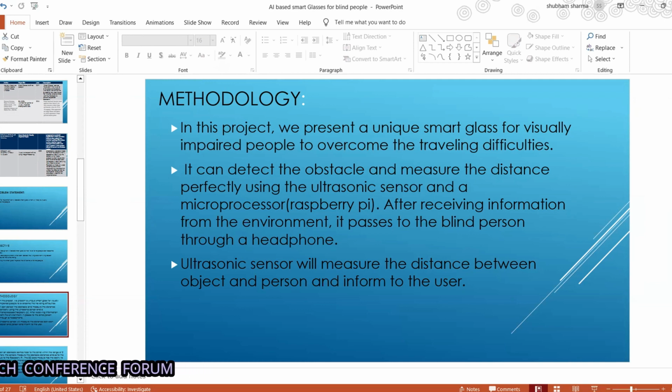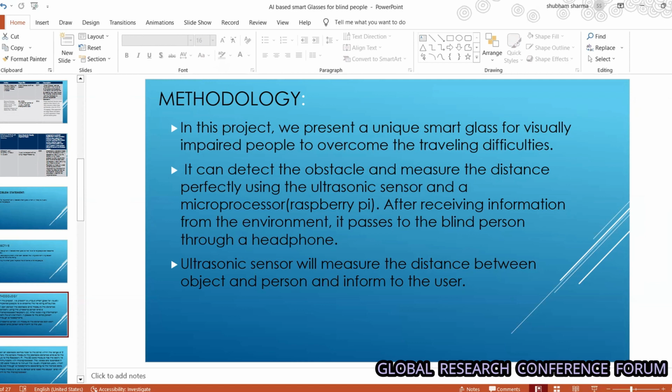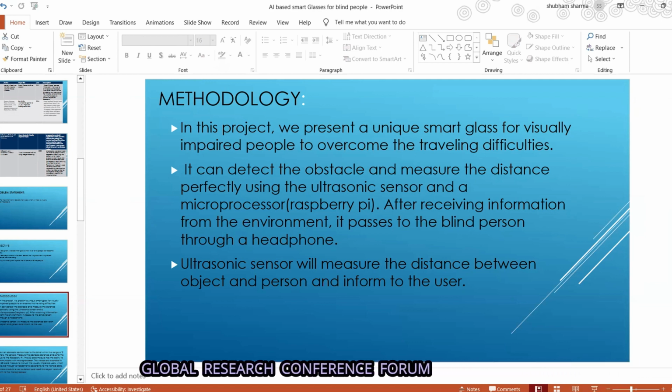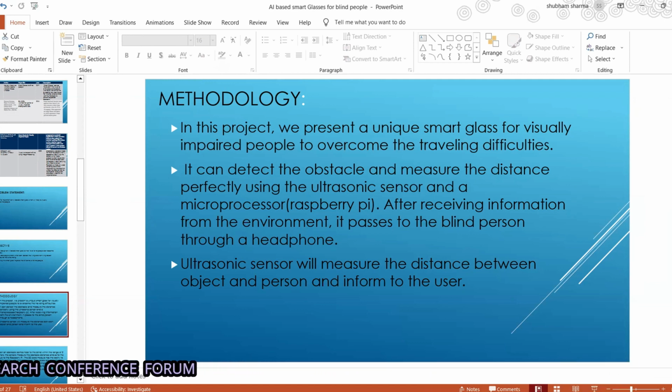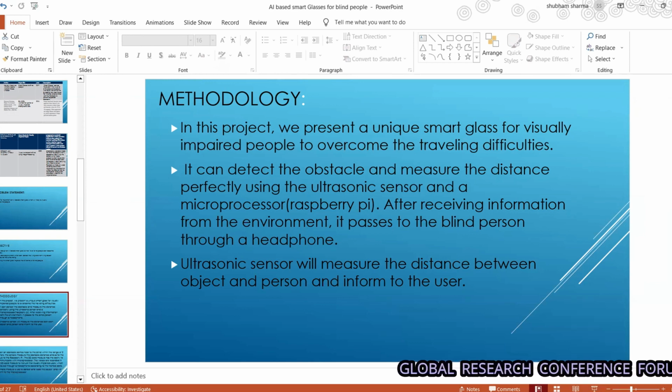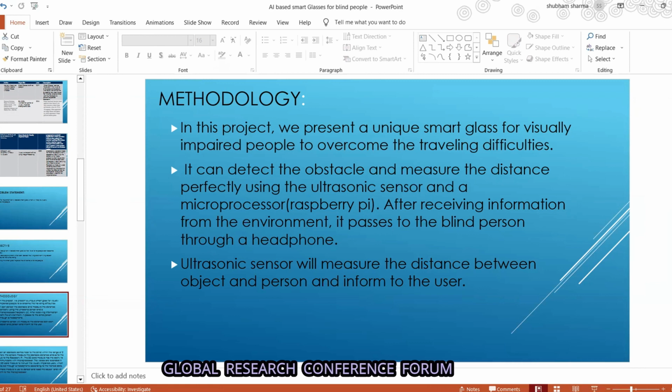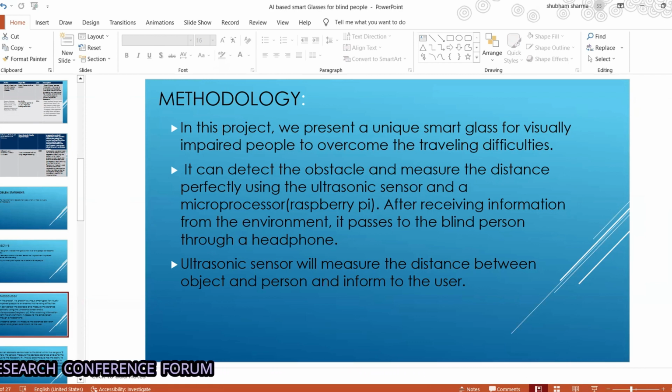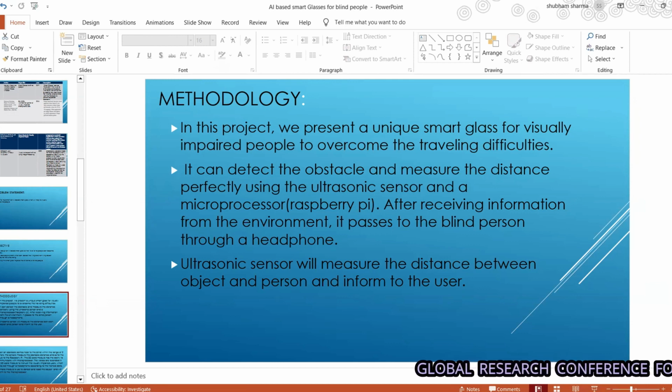First, it will detect the distance of the object. After detecting that distance, it will calculate it and tell it to the blind person, so they know how far the object is. After calculating the distance, the device will read the image so that the blind person can understand what the object is.